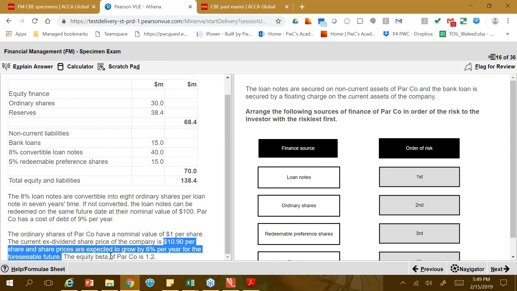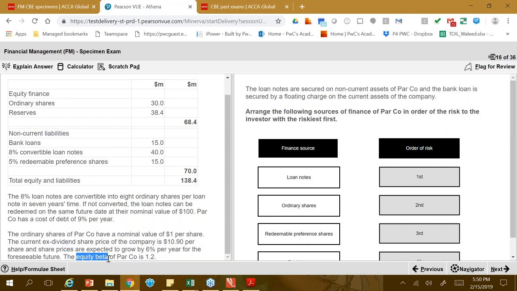The equity beta of PAR is 1.2. So those who attended session 2 on business finance, can you tell me which risks are there in this equity beta?